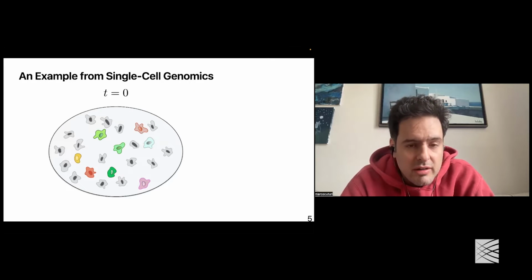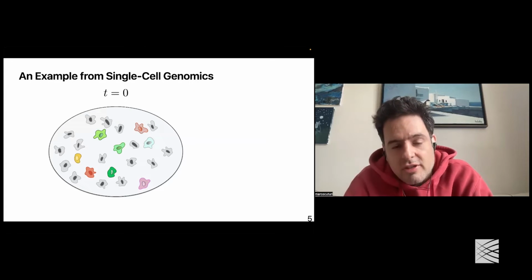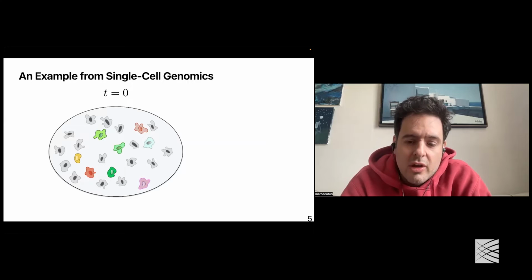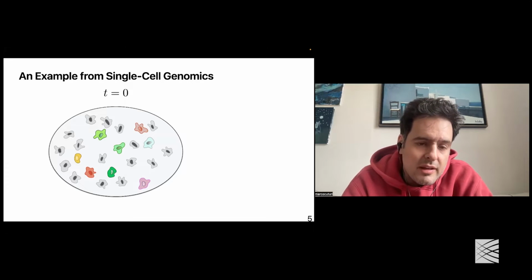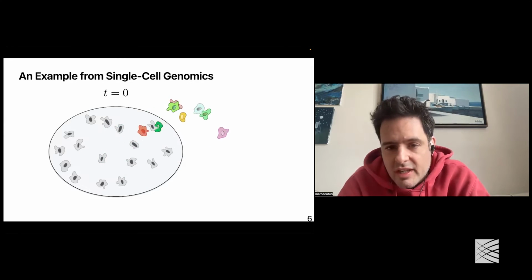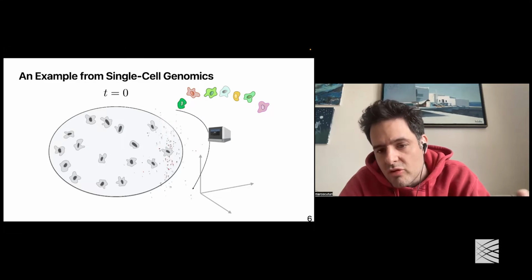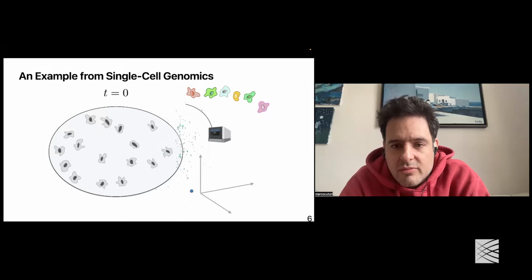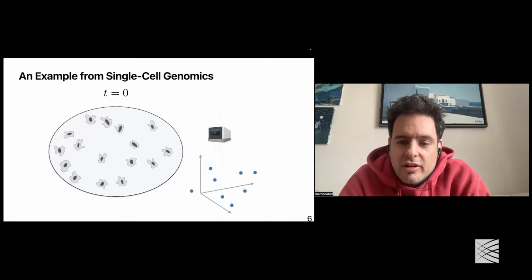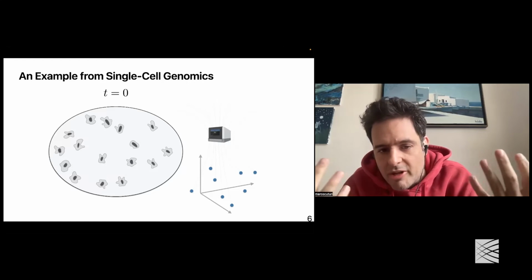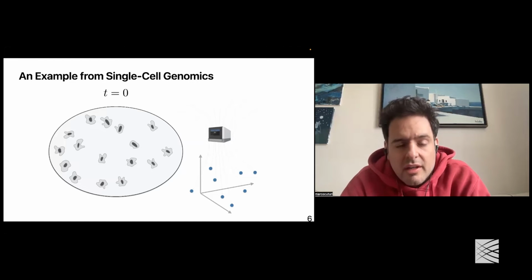So this is where a very simple idea based on matchings can be useful. You would, for instance, take a plate and sample a few cells from that plate at some point in time. So let's say I'm taking 8 cells. This would give me, after processing them, a few points in dimension, let's say 5,000.